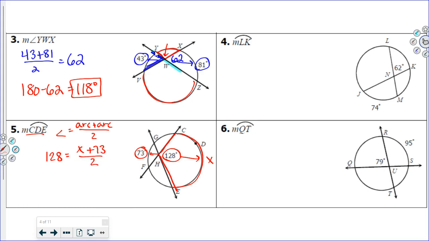Now you have a little bit of algebra to do. To solve, you're going to multiply each side by 2. So you get a value of 256 equals X plus 73. Again, that only cancels out that denominator. Then when we subtract that 73 out, we get a measure of 183 degrees for that arc.